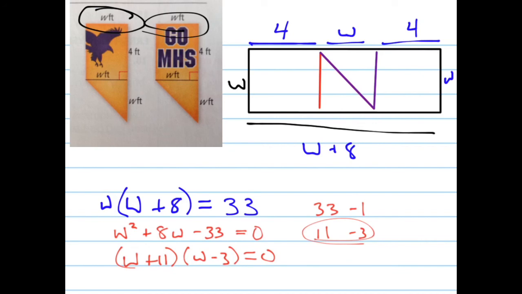What does that give us for solutions for W? Negative 11, because if W plus 11 equals 0, W equals negative 11. And positive 3, because if W minus 3 equals 0, you get positive 3. Right? But only one of those actually fits this situation. Which is it? The positive 3, because you can't have a banner that's negative 11 inches wide. Or negative 11 feet wide. Doesn't work. Make sense? Questions? All right.